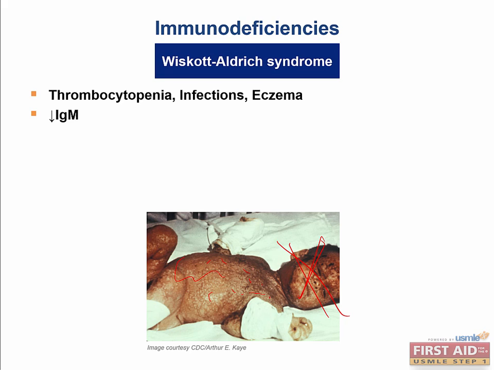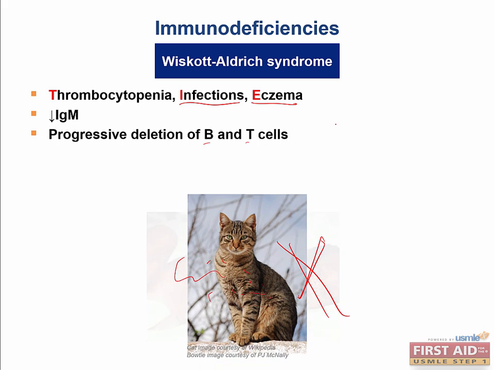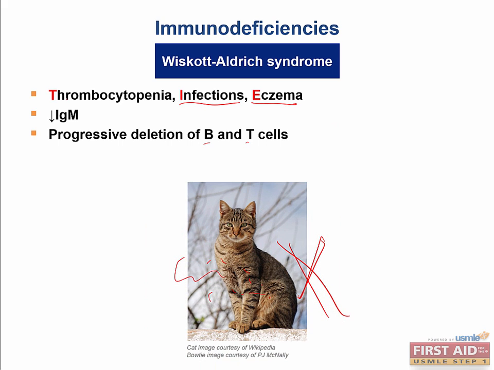This is Wiskott-Aldrich syndrome. And this is due to a progressive deletion of B and T cell counts. That's why we get the recurrent infections, because of the B cells, and why we get the eczema because of the T cells responsible for eliminating Candida albicans. All right, so a way to remember this is TIE. This is the classic triad of Wiskott-Aldrich, TIE.